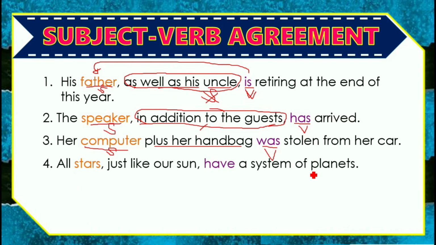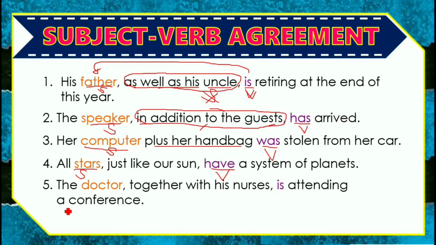All stars, just like our sun, have a system of planets. So stars is the subject, which is plural, and our verb have is another plural verb. The doctor, together with his nurses, is attending a conference. Our main subject is the doctor, and our verb is, which is singular because doctor is singular. Our intervening phrase is together with his nurses. Although there is this word nurses, again, it's not part of your subject.